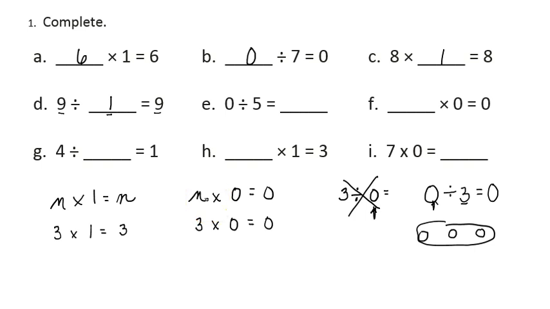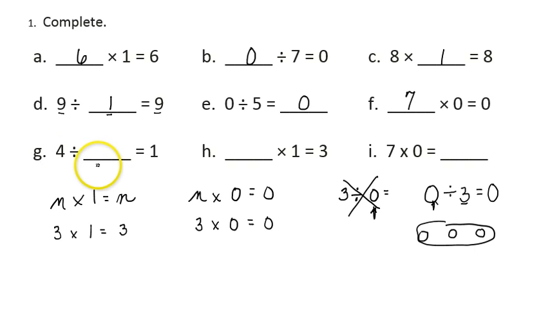0 divided by 5 is 0. Here I have some number times 0 and I get 0. That means I can put any number here that I want because I'll always end up with 0 when I multiply another number by 0. So I'm just going to choose a random number. I'll choose 7. 7 times 0 equals 0.